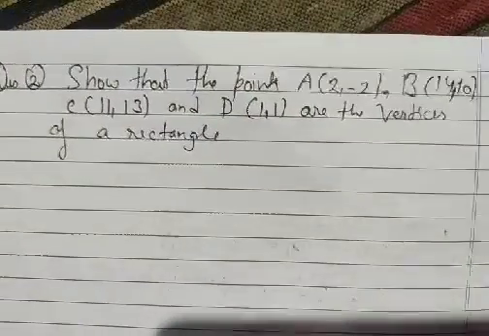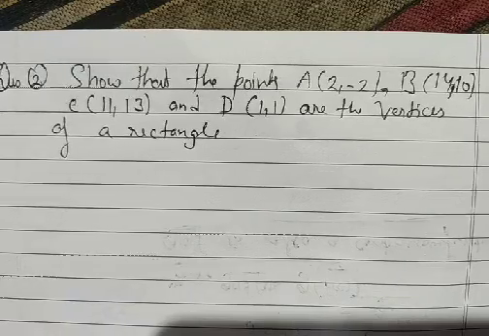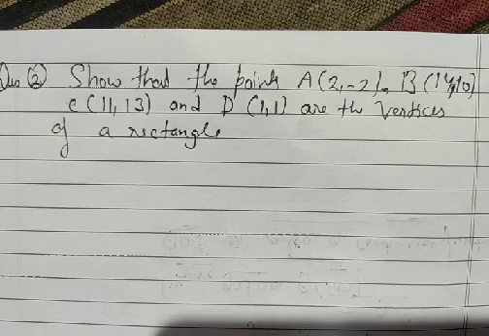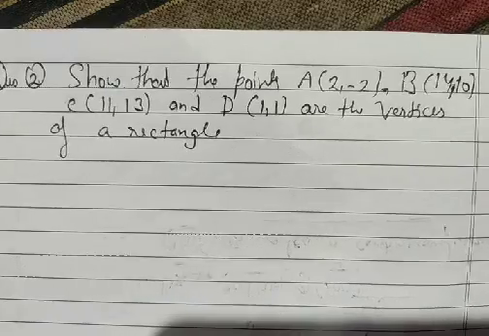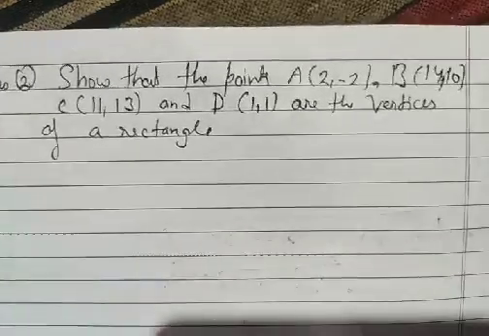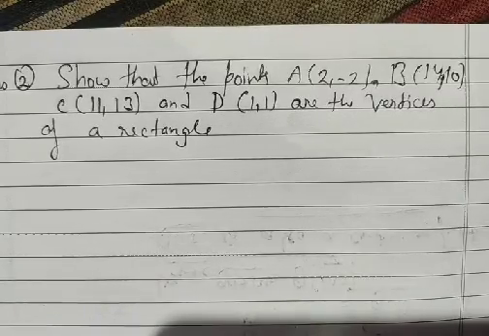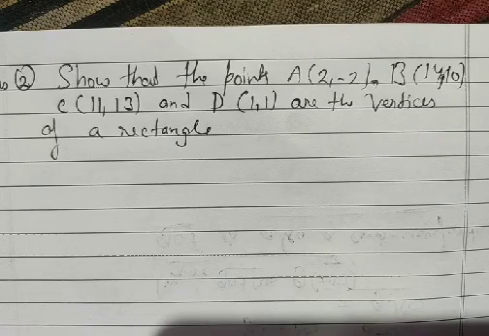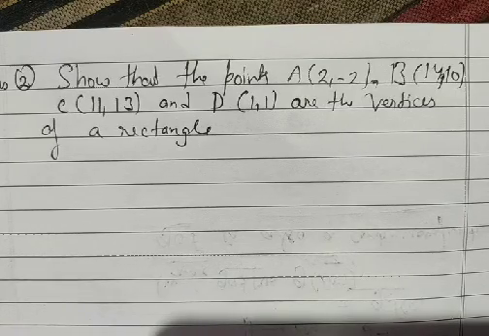What we have in our second question is that the points A is (2, -2), B is (14, 10), C is (11, 13), and D is (1, 1), which are the vertices of a rectangle. We have to show that the given points are the vertices of a rectangle. Then what is a rectangle? A rectangle is a geometrical figure in which all sides are equal, if all sides are equal then it's a square. Since it's a rectangle, the opposite sides are equal.